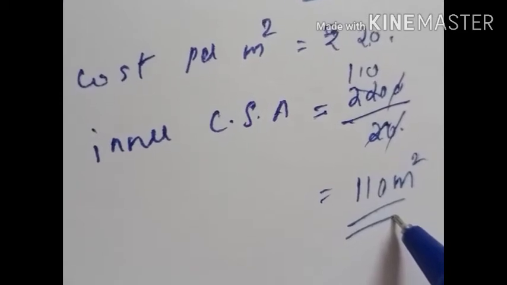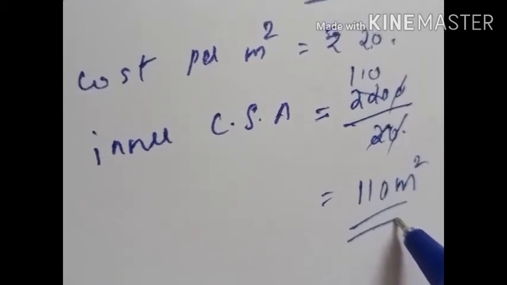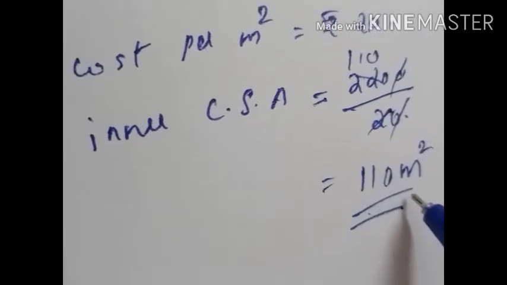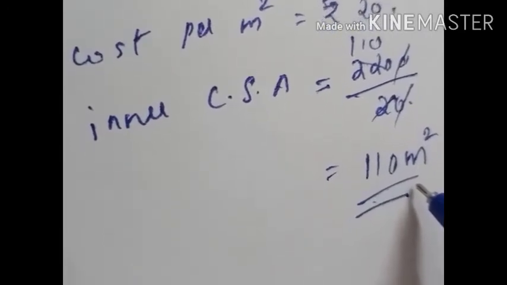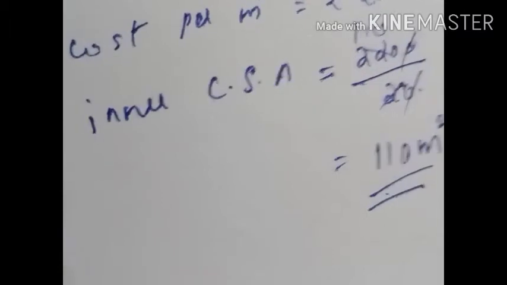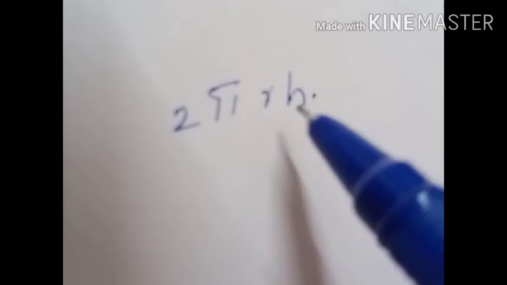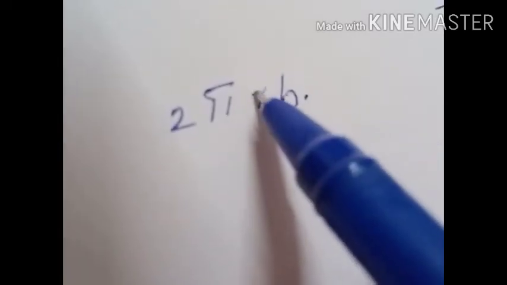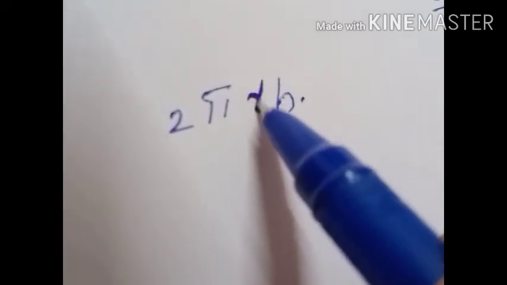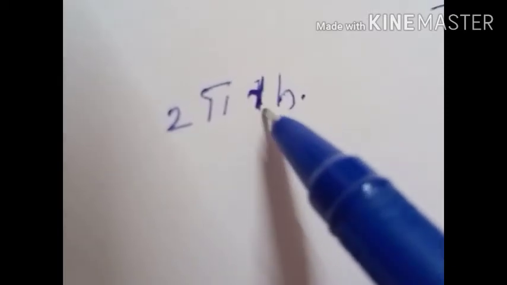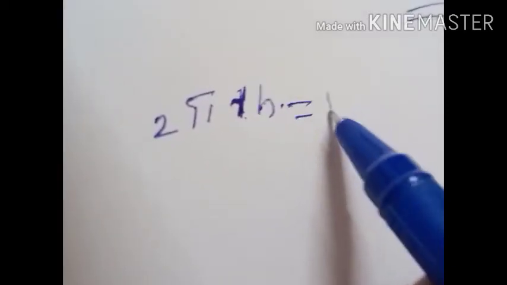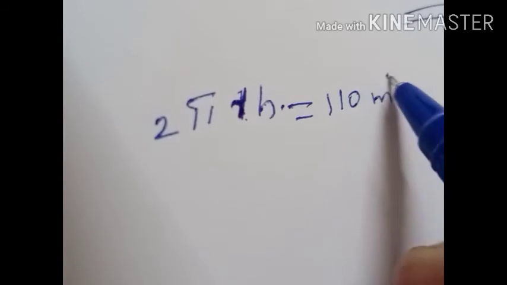Okay. Find the inner curved surface area. So here the inner curved surface area will be equal to 110 meter square. Then what is the equation for the curved surface area of the cylinder? Curved surface area of the cylinder is 2 pi RH. So in the inner curved surface area's case, this R is the inner radius. So this is equal to 110 meter square.